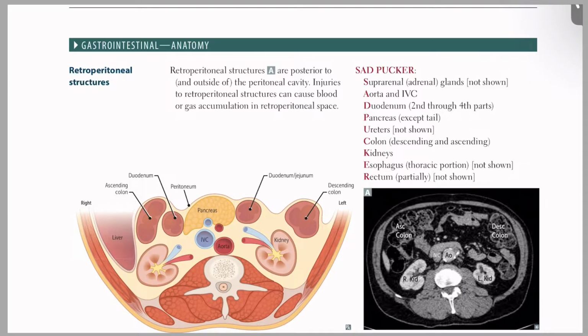Okay. Ascending colon, descending colon, IVC, and aorta, right kidney, left kidney. These are all retroperitoneal organs, posterior and outside of peritoneal cavity. Injuries to retroperitoneal structures can cause blood or gas accumulation in retroperitoneal space. Ascending and descending colon, IVC, aorta, right kidney, left kidney. Okay, got it.